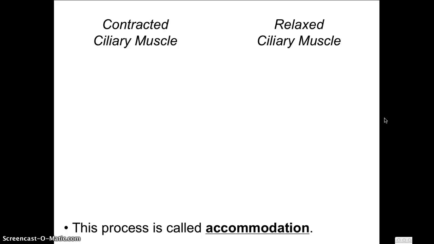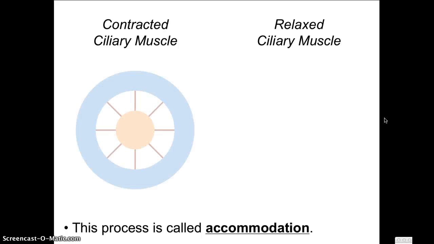And accommodation really is the contraction and relaxation of the ciliary muscles to change the shape of the lens in conjunction with the ciliary fibers in order to accommodate both long vision, distant vision, and short vision, near vision.